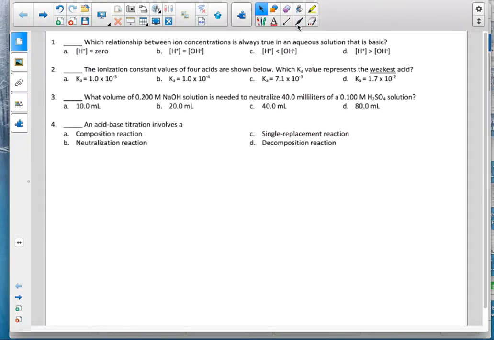All right, so I'm going to go over the key things you need to be able to do to be successful on the test. One of the things it asks is, what is true of a solution that's basic? Well, here's the way it works.